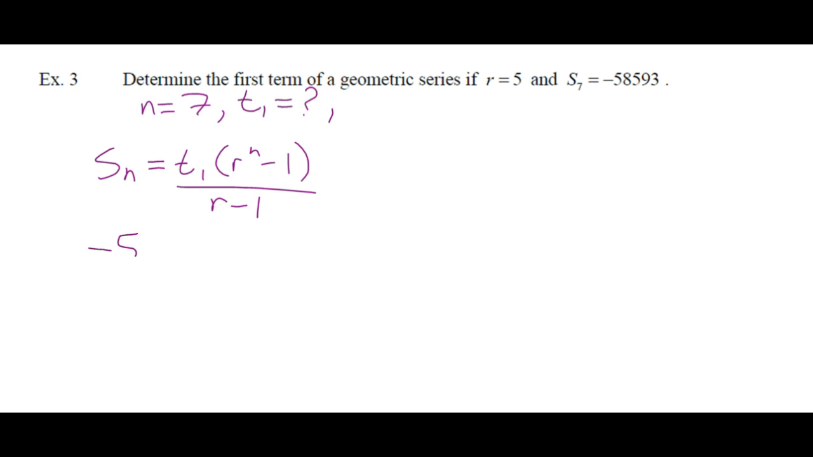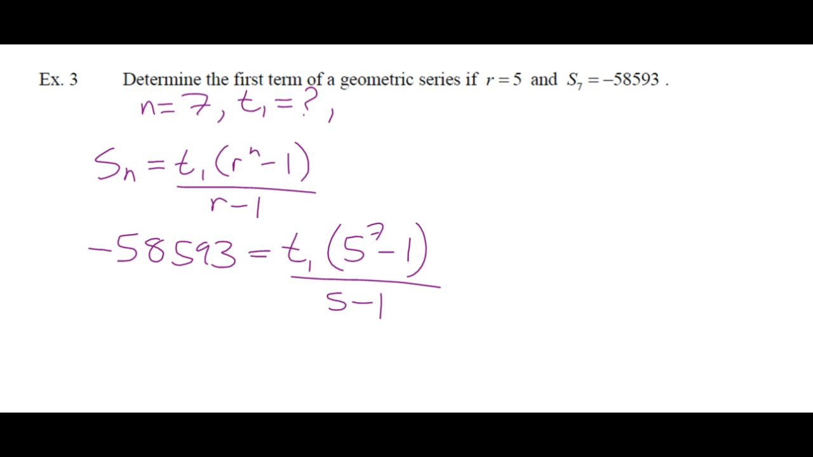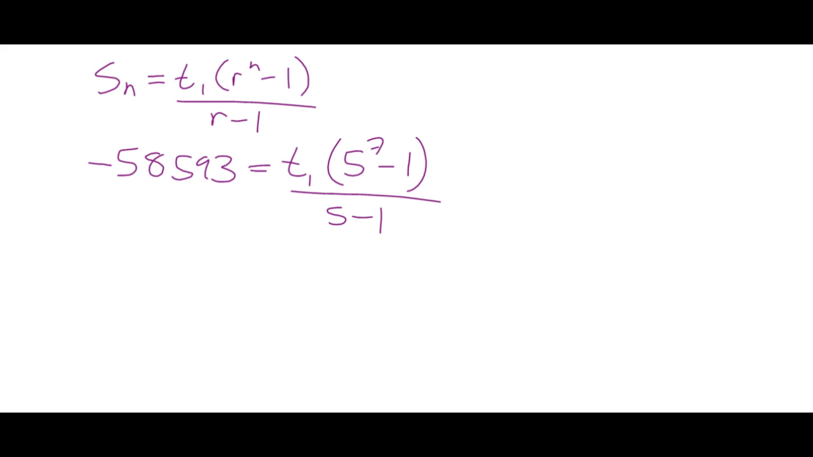Negative 58593 is equal to t1, that's the thing I want to find, times 5 to the power of 7, because we know that n is 7, minus 1, over 5 minus 1. Let's do a nice detailed solution of this, going through a number of steps. So negative 58593 is equal to t1 times.